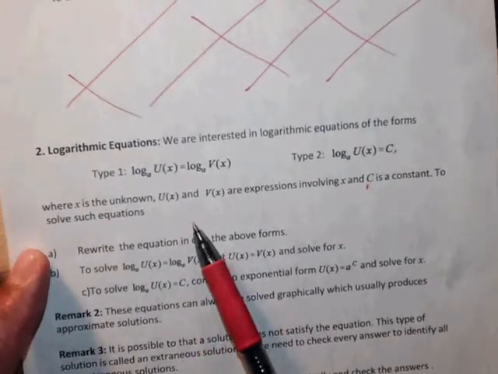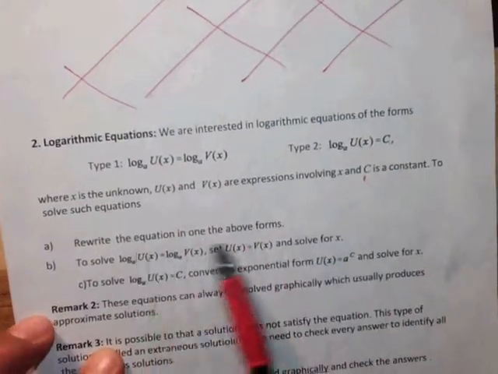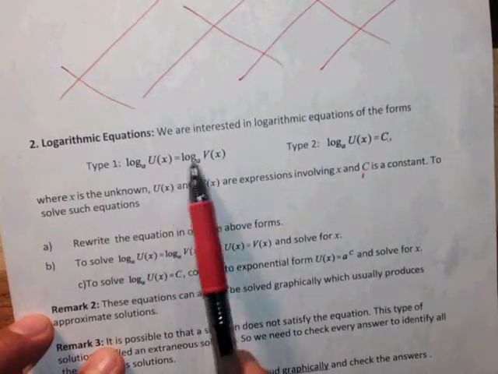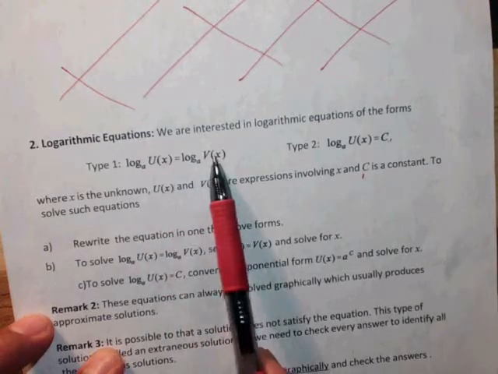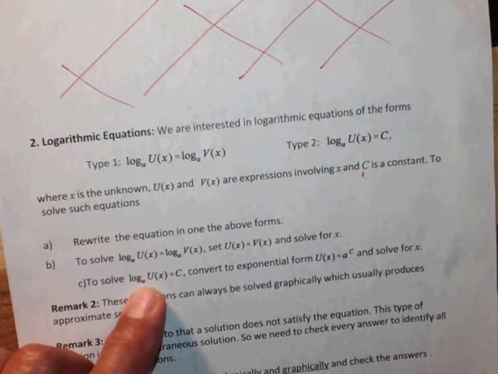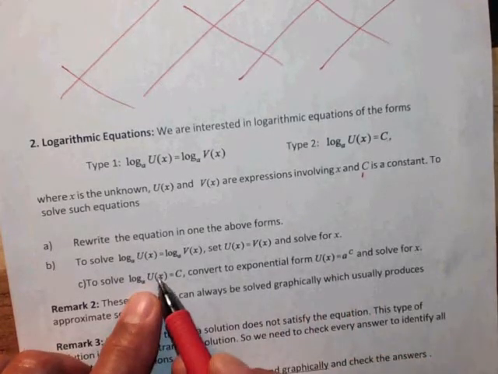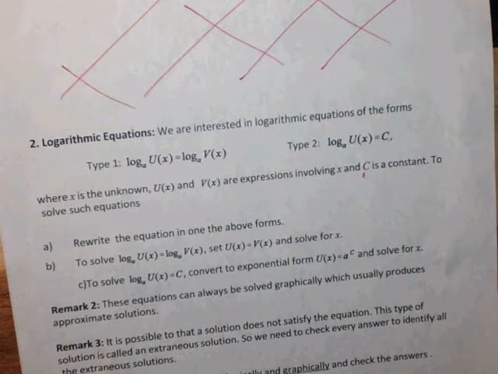So to solve such an equation, first we make sure we have one of these two types. If you have type 1, simply get rid of log to base a. Just put u equal to v and solve it for x. It cannot be any easier than that. If you have type 2, then put it in exponential form. You say u of x equals a to the power c, and then you can solve for it. Okay.